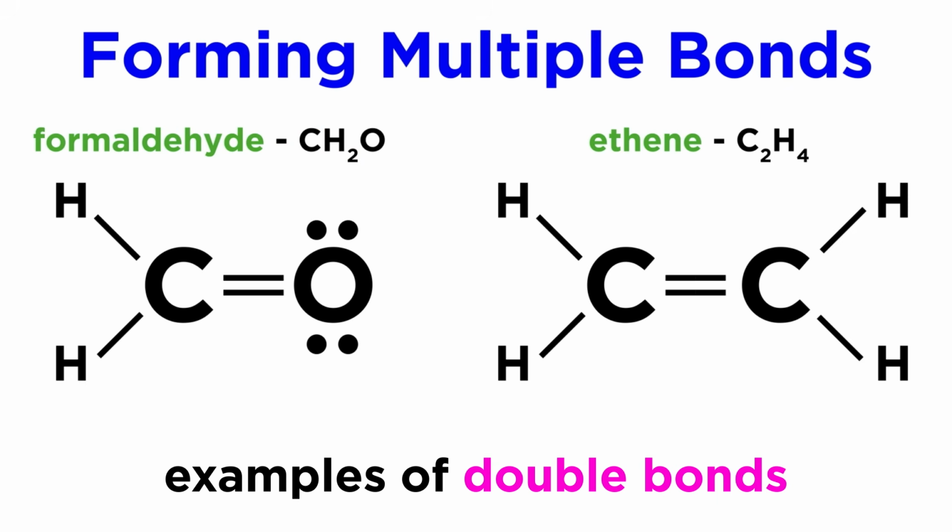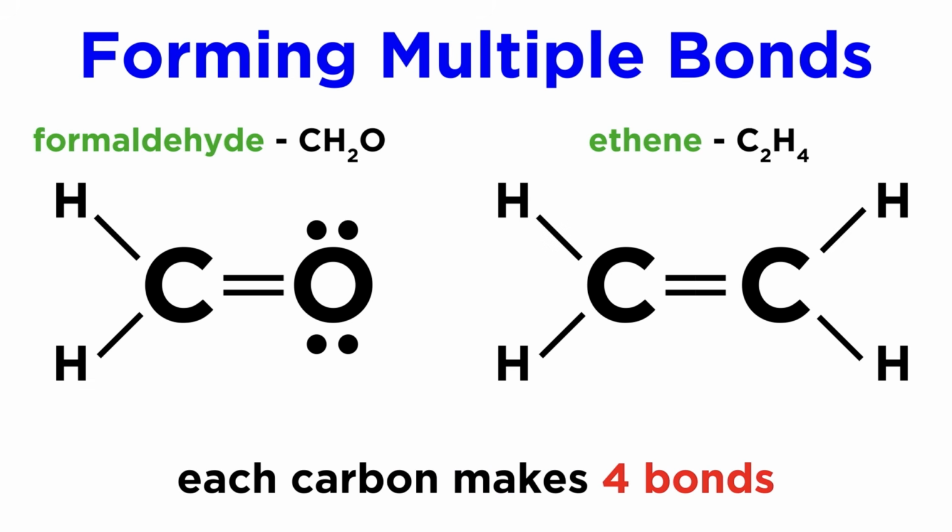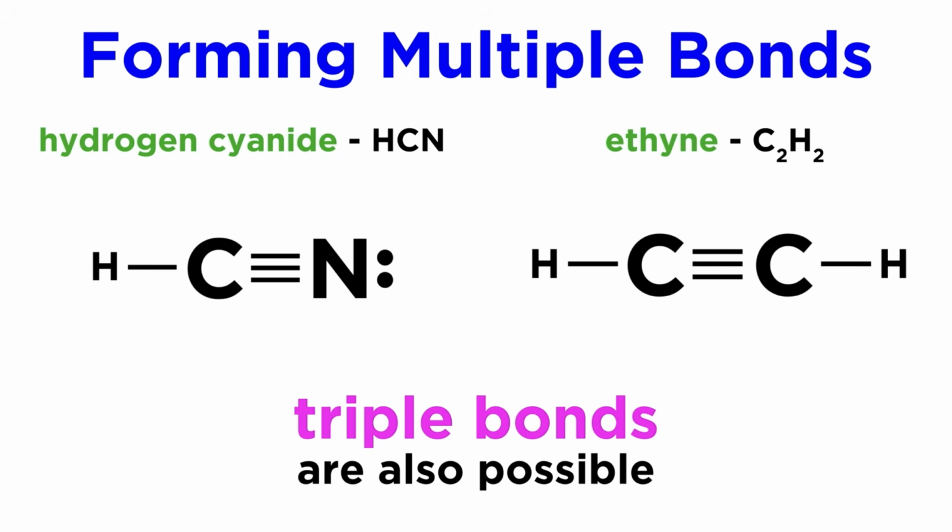Formaldehyde and ethylene are further examples of double bonds. The only way to complete an octet for each atom is for them to share 4 electrons. We can see that if each bond counts as 2 electrons towards the octet of any atom participating in the bond, then all of these atoms will each have an octet. We can also have triple bonds, such as with these molecules.